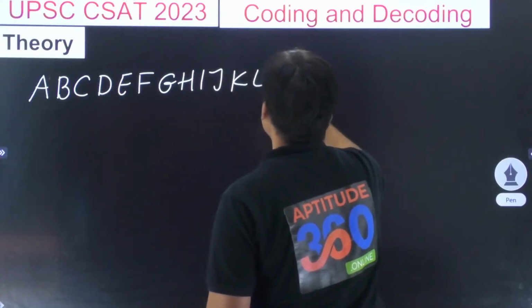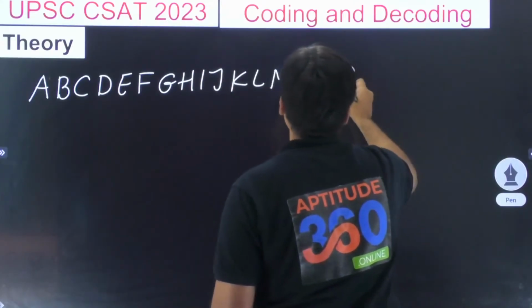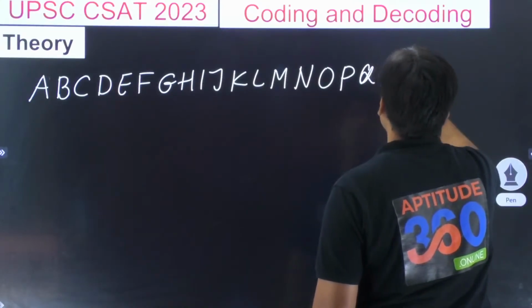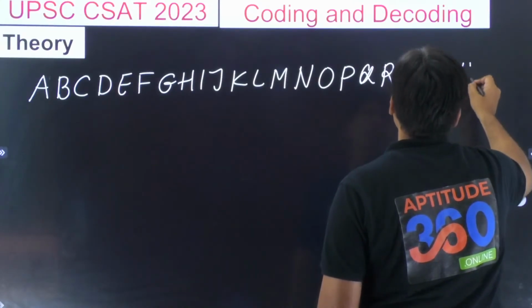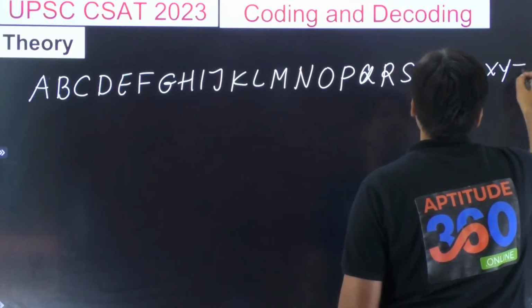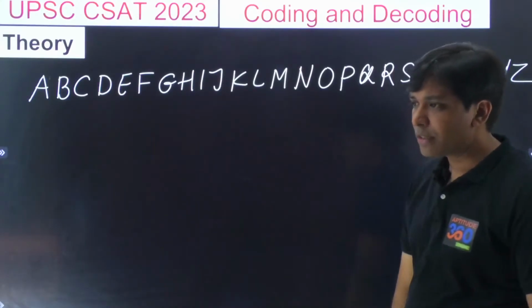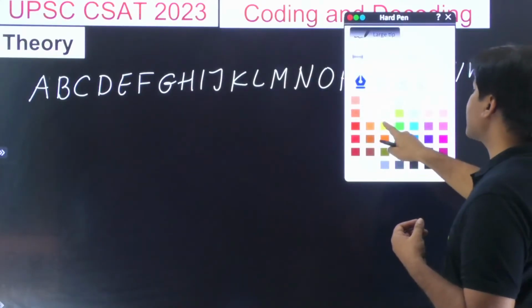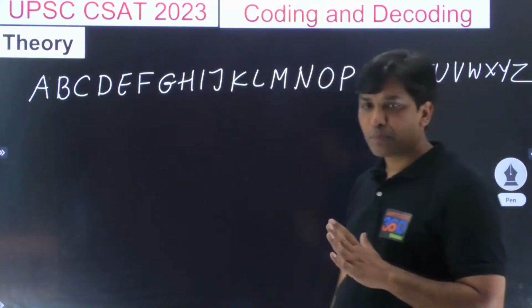You always get 1 to 2 problems from coding and decoding. From coding and decoding, one or two problems are guaranteed in your examination.